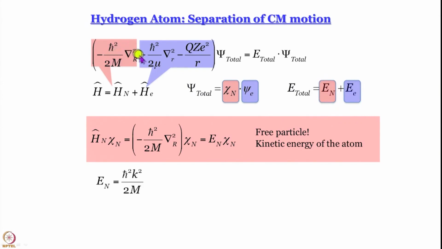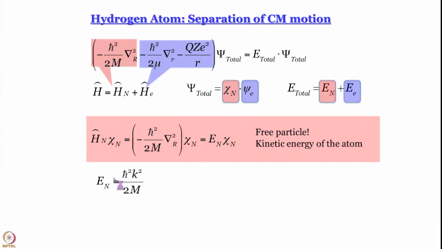So, what happens is that we can collect all the terms in the center of mass coordinate and write a Schrodinger equation, which is exactly the same as what we got earlier for free particle, and that gives us the kinetic energy of the atom as a whole, the entire hydrogen atom moving in space. Of course, here the consideration is that the atom does not interact with anything else, that is why there is no potential energy term, and energy here is h cross square k square divided by 2 capital M, which is not quantized. It can take up any possible value of energy.